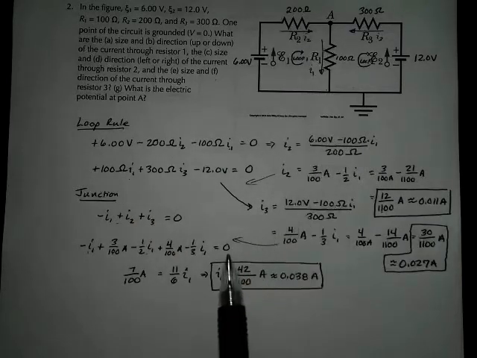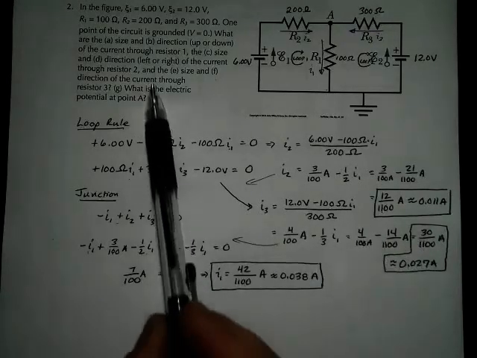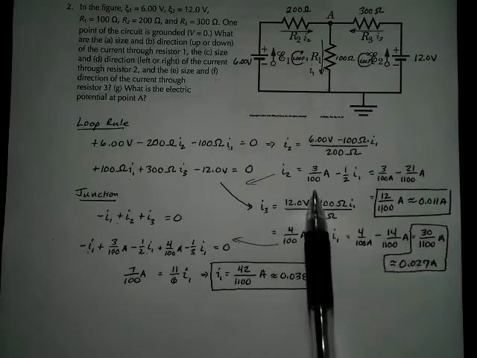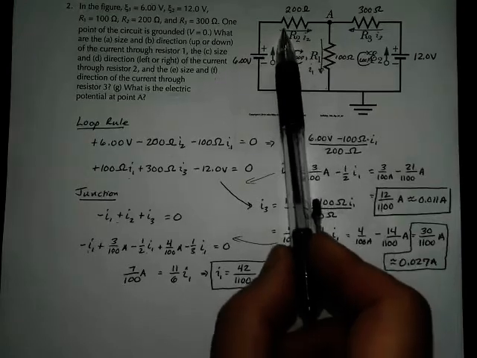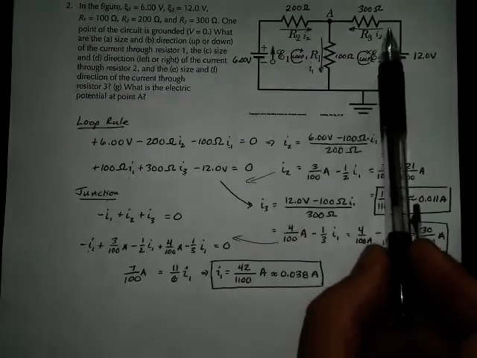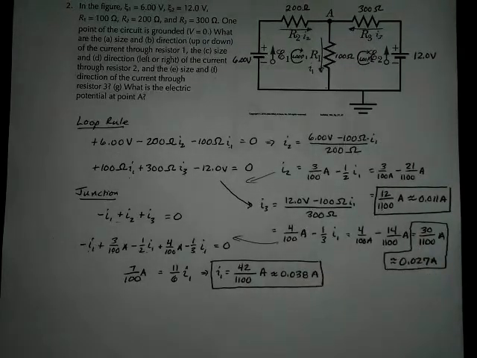R2. I2 is going through R2. We found it to be 30/11 hundredths of, whoops, I'm on the wrong one. I2 is here, 12/11 hundredths of an amp. And again, we guessed right. It came out positive, so it must be positive. The current through R3 must be to the left, because we guessed that and our answer came out positive. That was 30/11 hundredths, or about 0.027 amps.